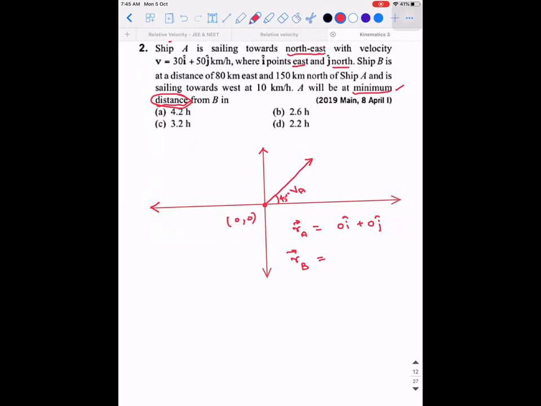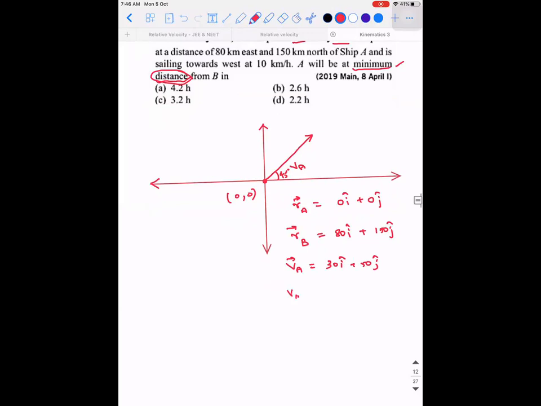So they have given it, observe? 80 i cap plus 150 j cap. That's it. Just convert it to vectors. You need not think anything. Similarly, what is the velocity of A that is given? That is 30 i cap plus 50 j cap. What is the velocity of B then? It is minus 10 i cap. Accepted? So they're saying A will be at a minimum distance from B. When is it possible?